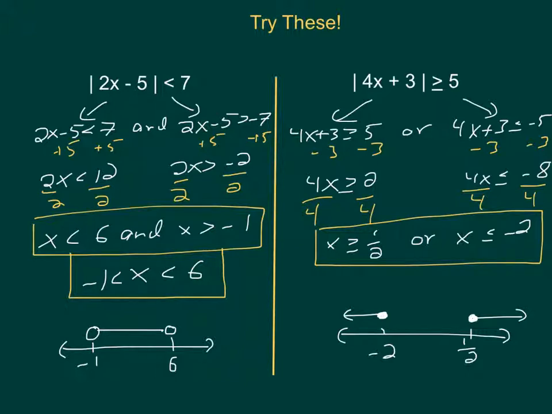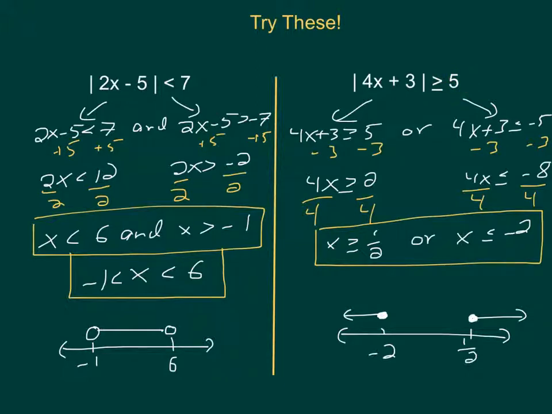Solving each inequality will give us x is less than 6 and x is greater than negative 1. You could write that as negative 1 is less than x, which is less than 6. And this is what the graph would look like. Negative 1 to 6, open circles at each, and connect them. A typical and.